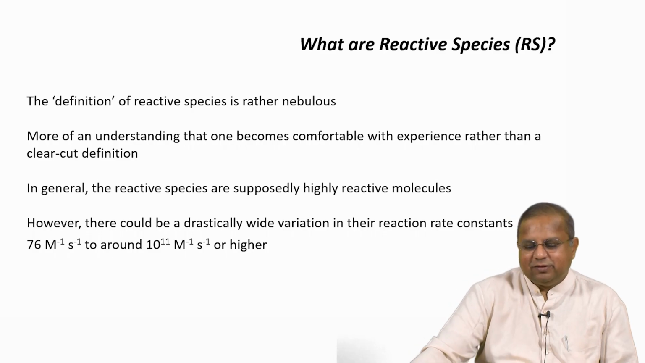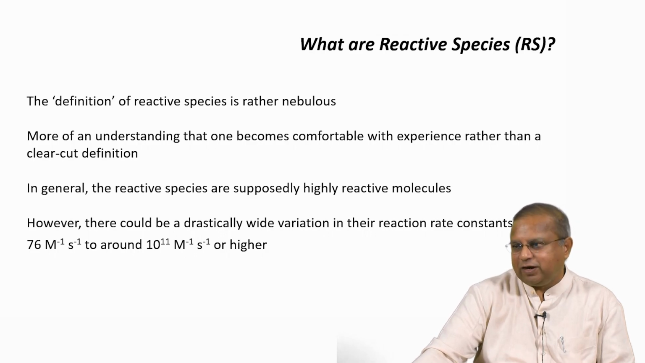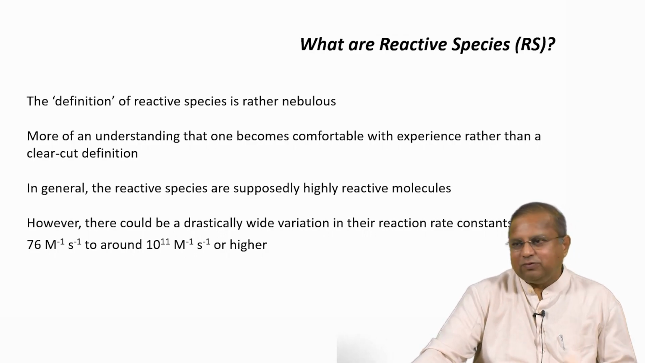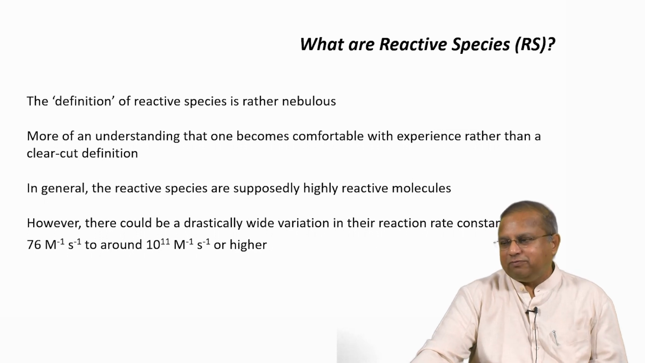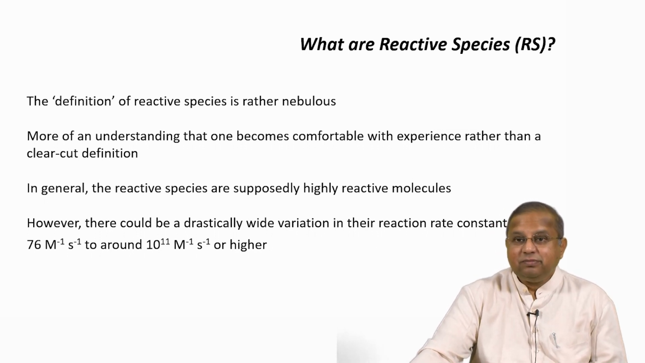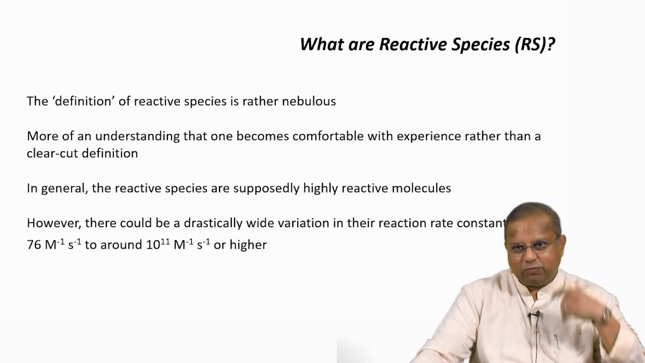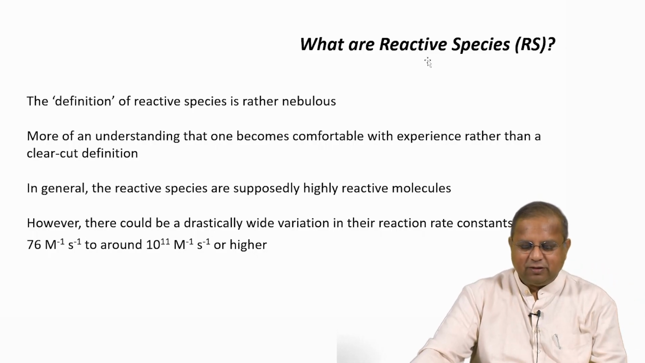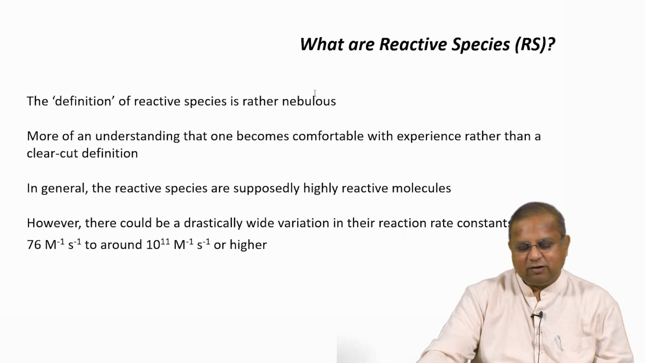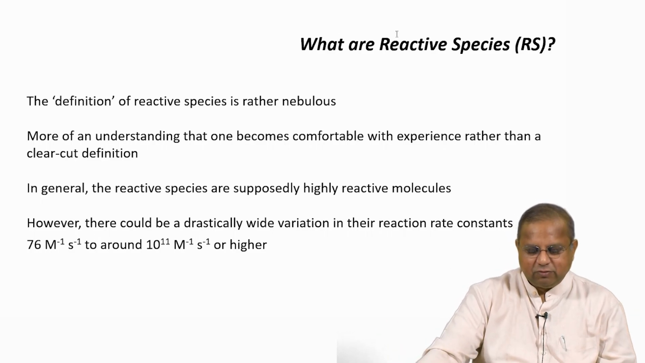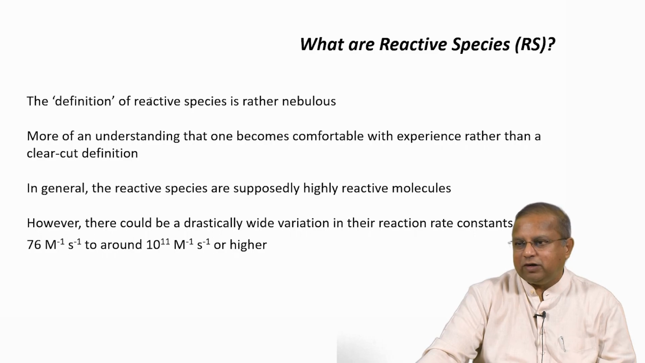Okay, people, welcome. So, in the last class we saw that the definition of the reactive species is nebulous and it is more of an understanding. There is a range of 10 or 11 orders of magnitude in the second order rate constants that involve reactive species reactions. So, this is more of an understanding, no clear cut definition.